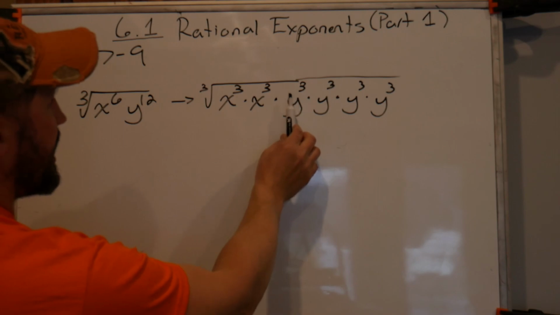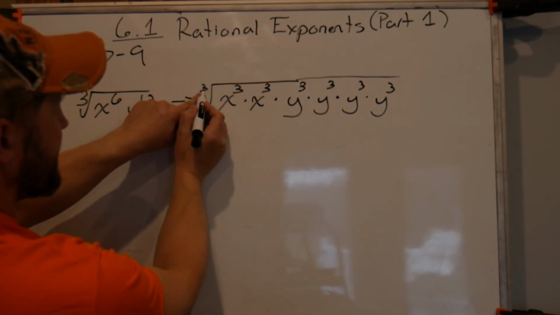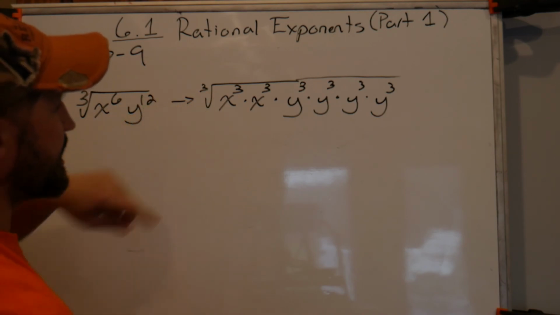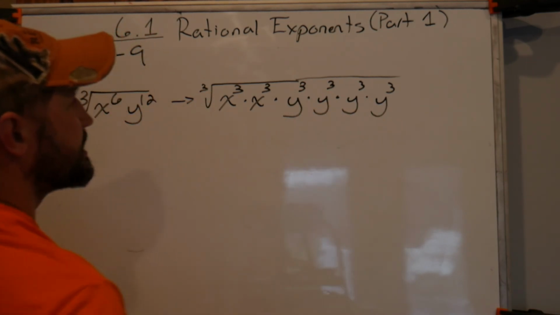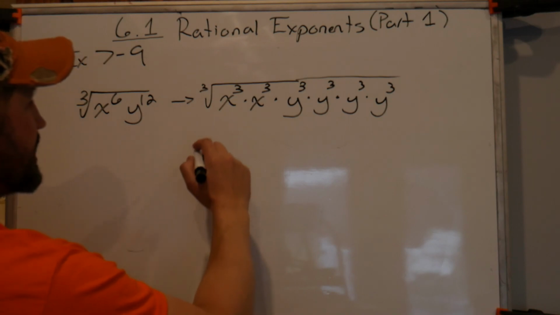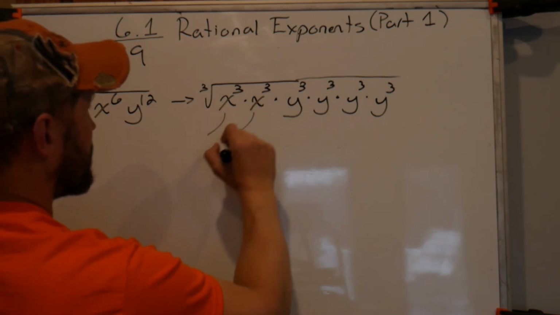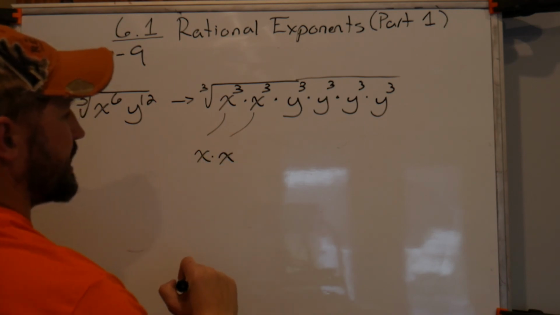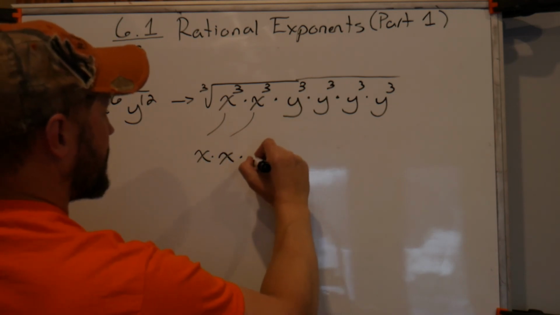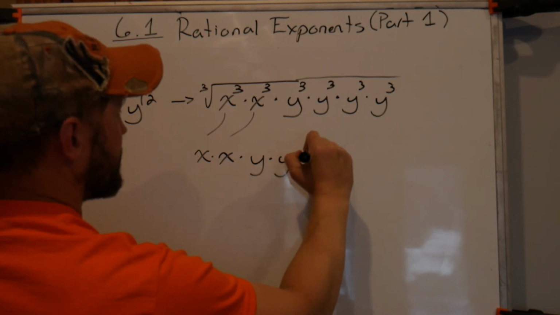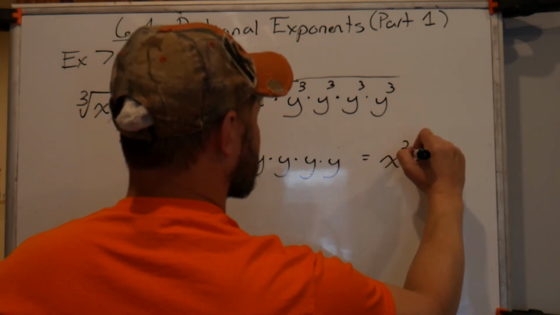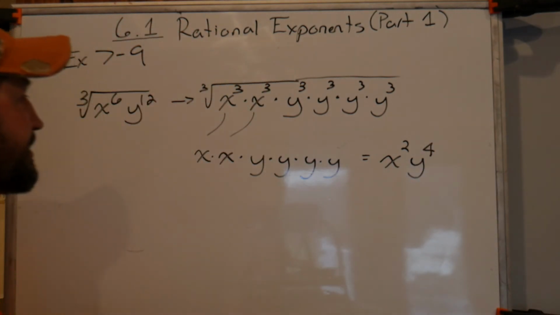If I bring out a y cubed, because I want my index to match my exponent, that way I know I'm pulling one out at a time. Well, I have 4 of these. 3 times 4 is 12. I want you thinking that route. So I pull one out, and I get x times x. Pull one of these out, pull another one out, pull another one out, pull another one out. What I have is x squared y to the 4th.